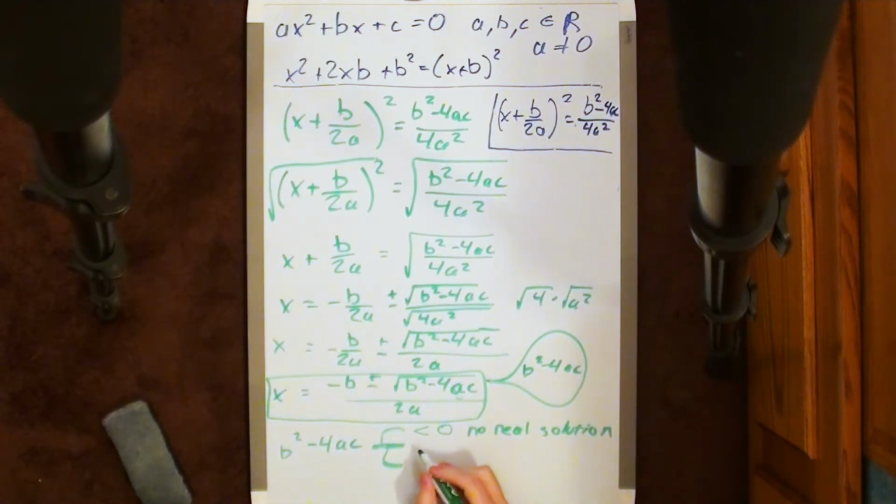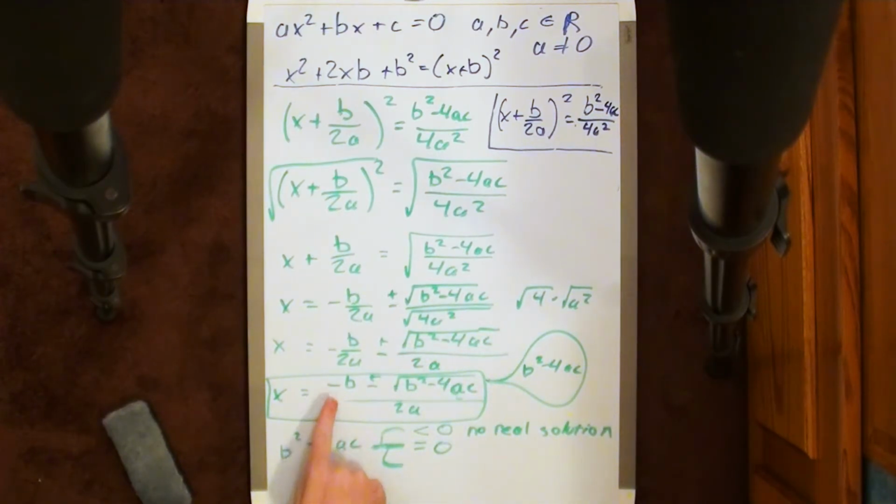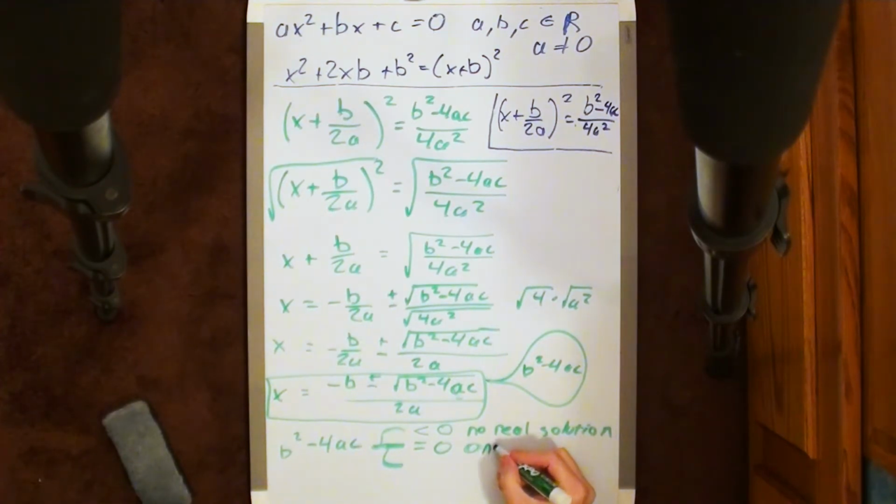Now, what if this right here equals 0? Okay? If this equals 0 right here, you'd only have just the b and the 2a. You only have what I consider one solution. And if we are greater than 0, that means we have, let me put some dividers in here, two solutions.